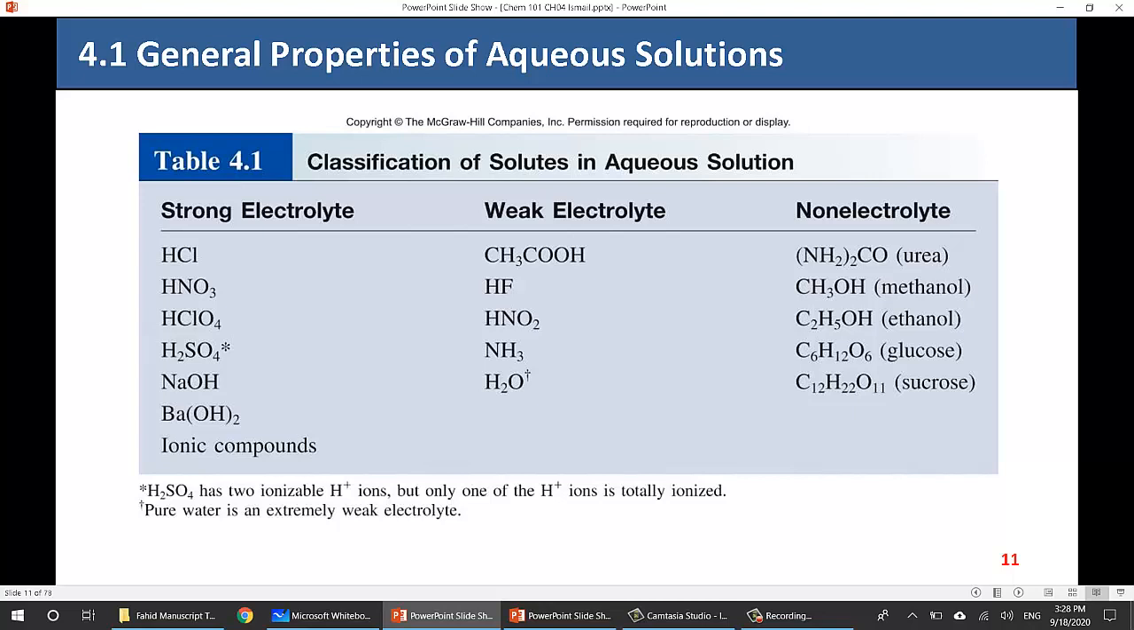Non-electrolyte examples are glucose and its family, glucose, fructose. Alcohols like methanol and ethanol, these dissolve in water, but they do not form any ions, and urea.